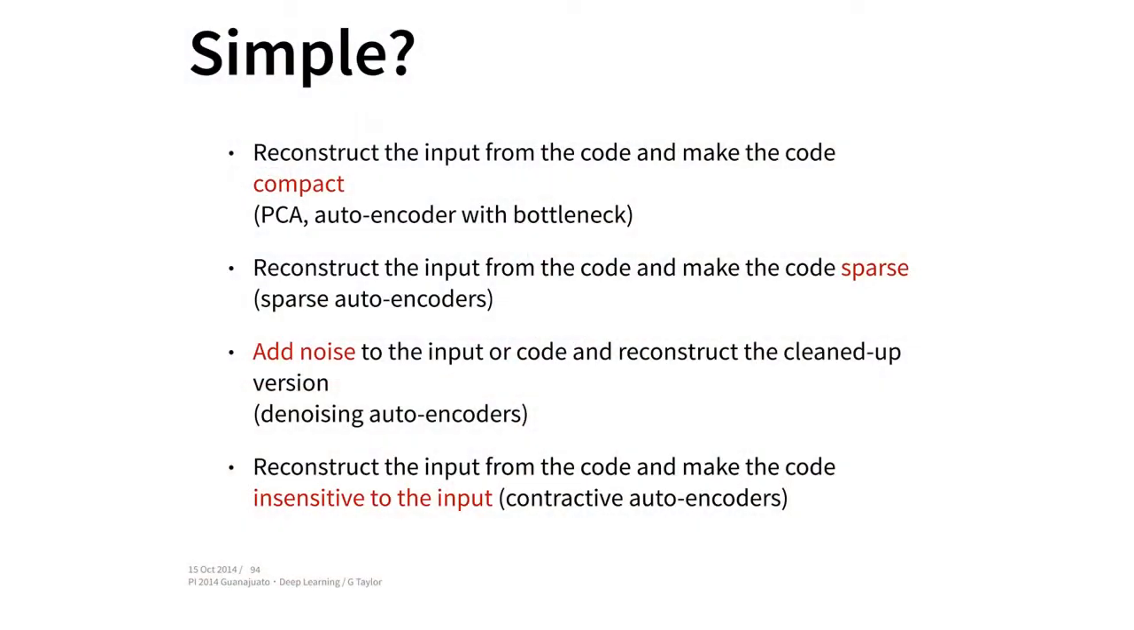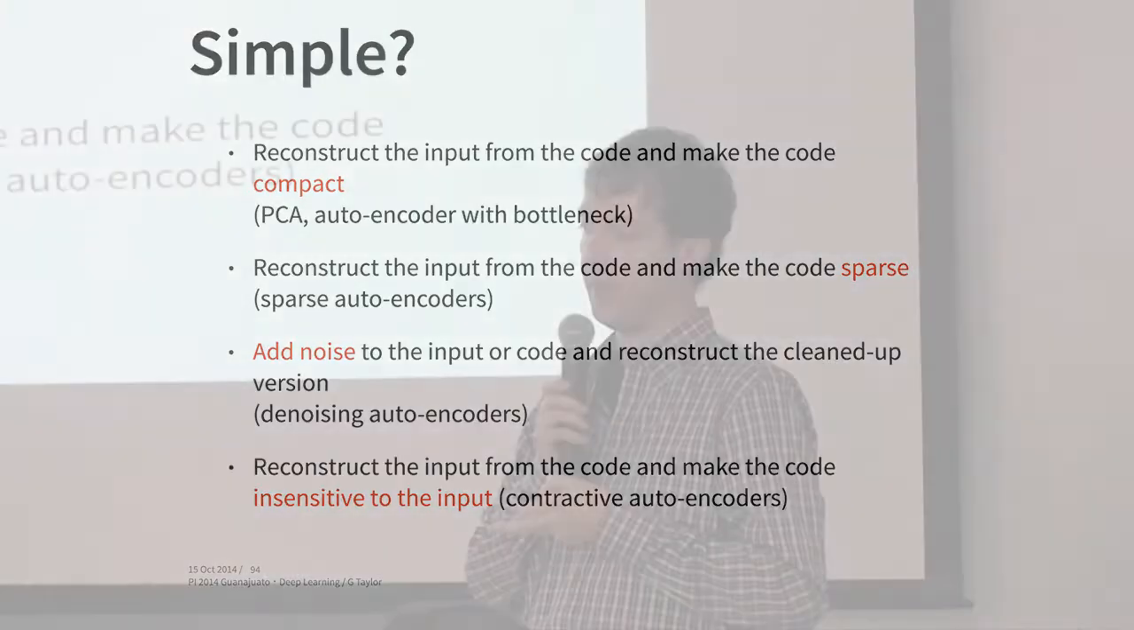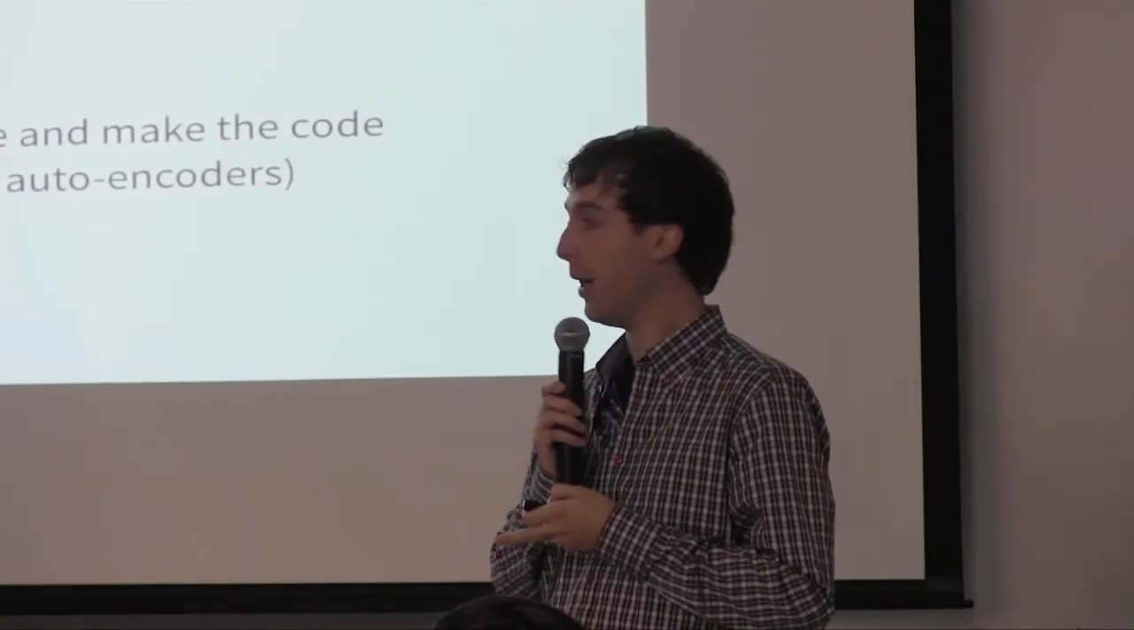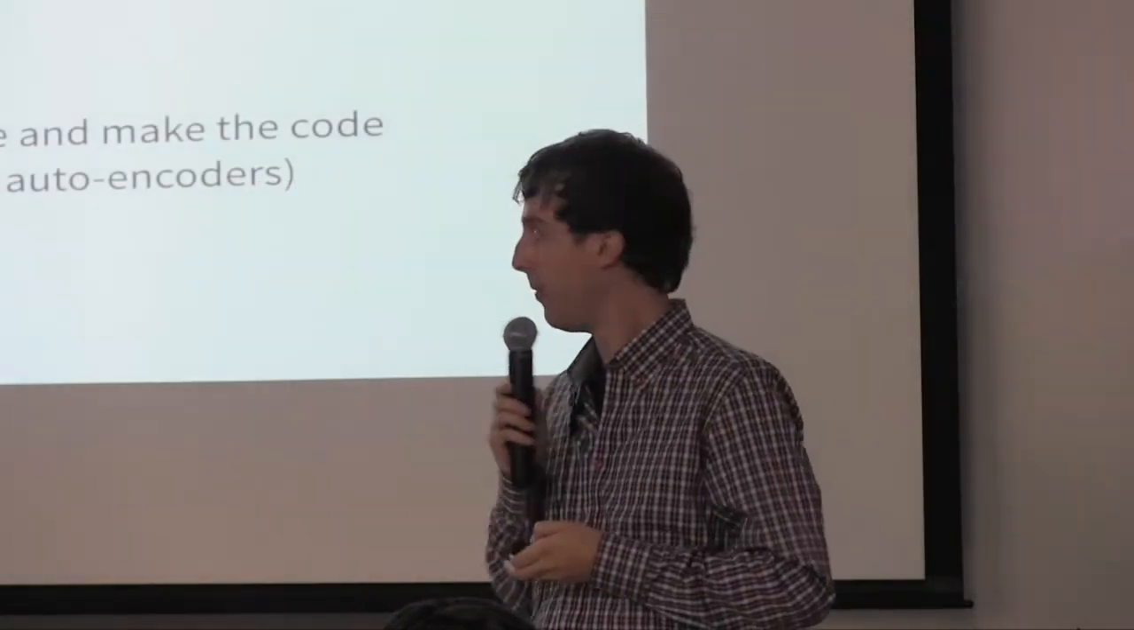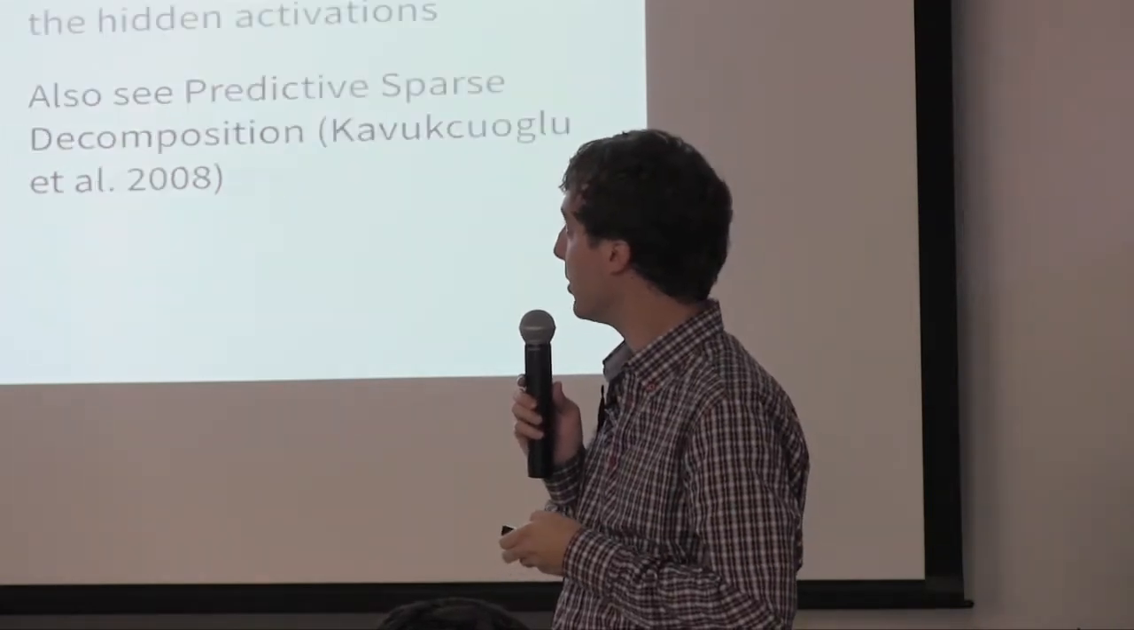Finally, we can reconstruct the input from the code, but force the code to be insensitive to changes in the input. So we basically are going to be penalizing the derivatives of the code with respect to the input. And if we do that, we have a model called a contractive autoencoder. So let's talk a little bit more in detail about some of these models.